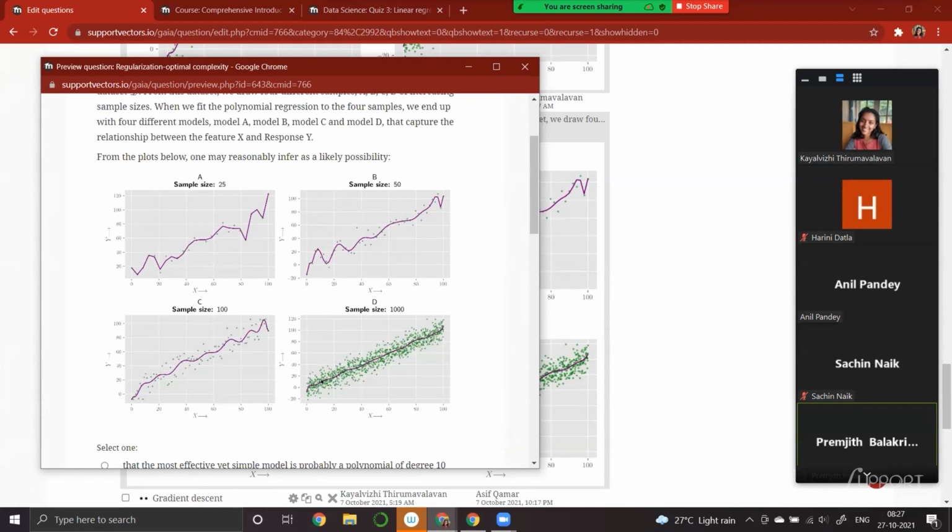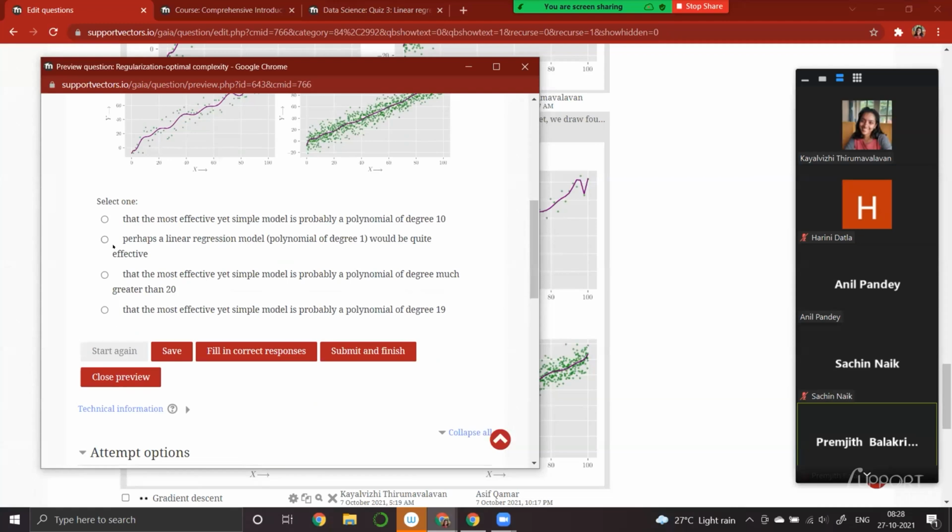That is true, because as we see, when there is more data, it looks almost linear. So why would we need a higher complexity? That would be the right answer. And this one would be much greater than 20. That is also not true. That would be even worse. The most effective yet simple model is degree 19. Yeah, that's just not true.